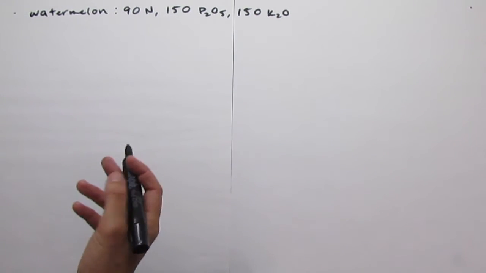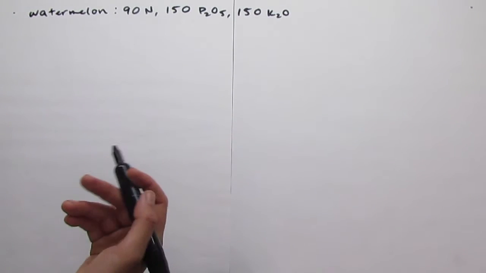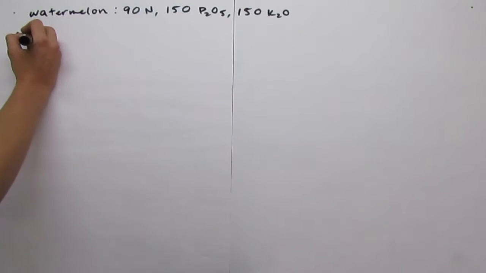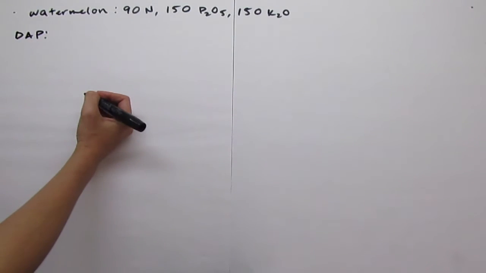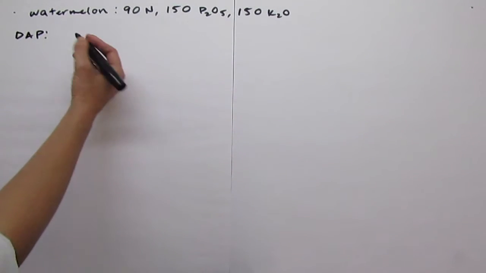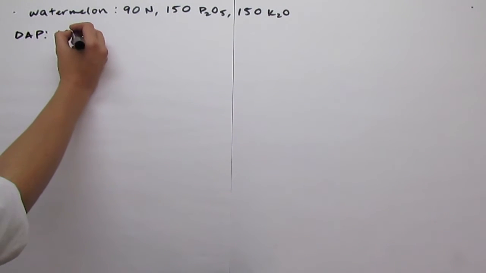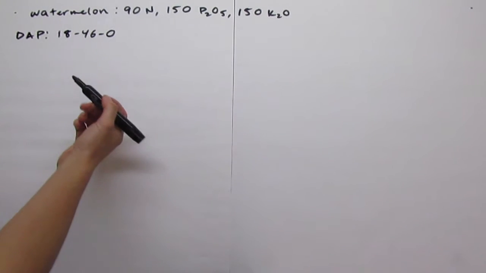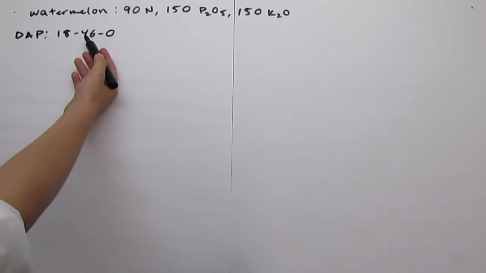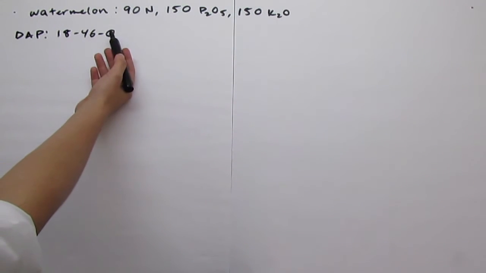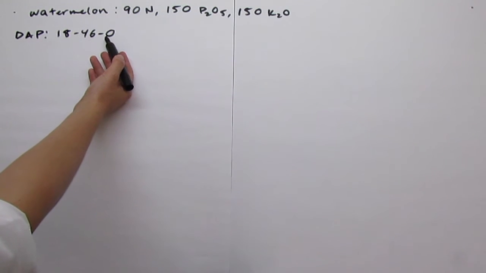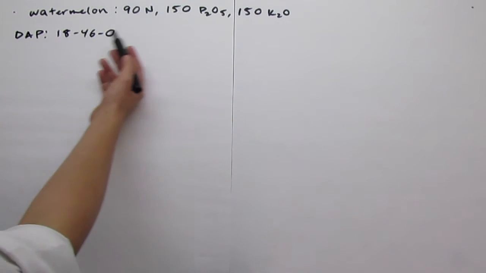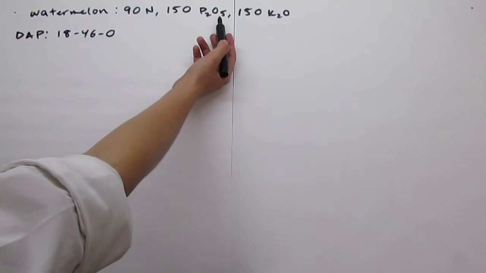In this case, let's say we're able to get our hands on some DAP, or diammonium phosphate. A common analysis for DAP is going to be 18-46-0. So that means it's 18% nitrogen, 46% P2O5, and it has no potassium in it whatsoever. So we're using our DAP to try to fulfill our P2O5 recommendation.